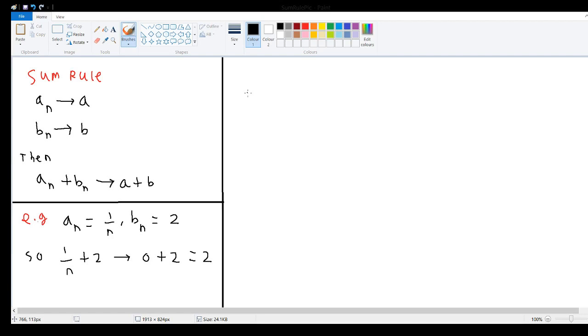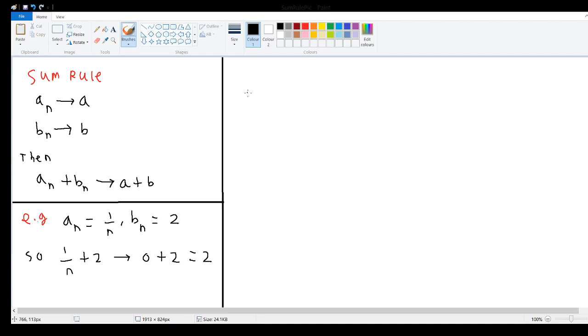I've given you an example where a_n is 1 over n and b_n is the constant sequence 2. Then 1 over n plus 2 has a limit of 0 plus 2 equal to 2, because we already know the limit of 1 over n is 0. So it's quite easy to apply this if you have two sequences.